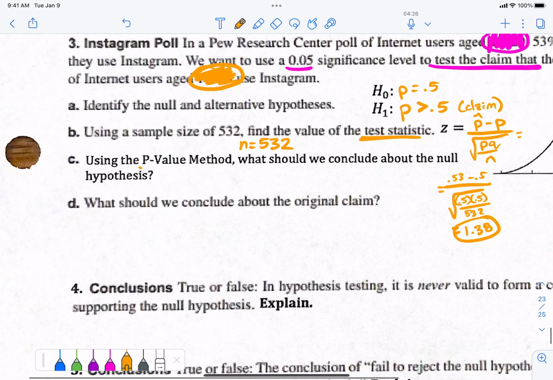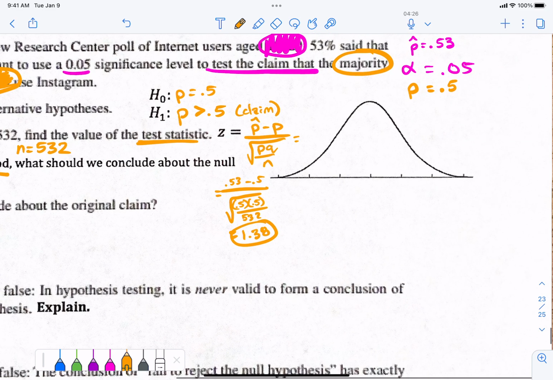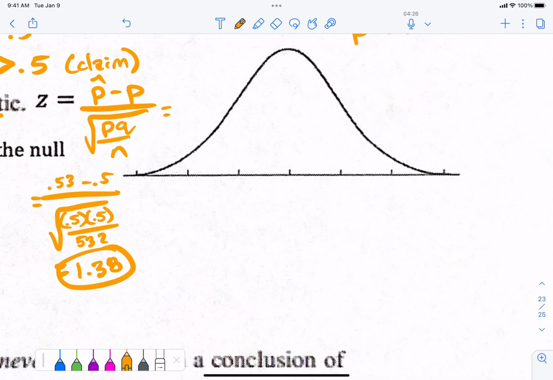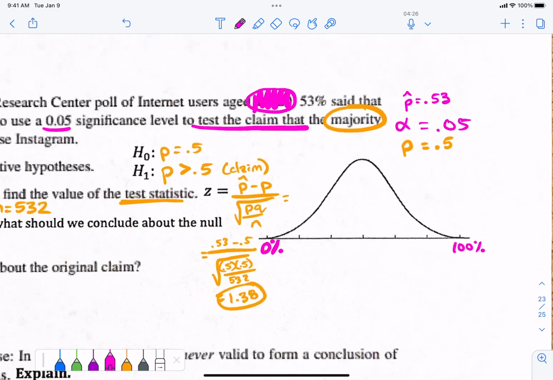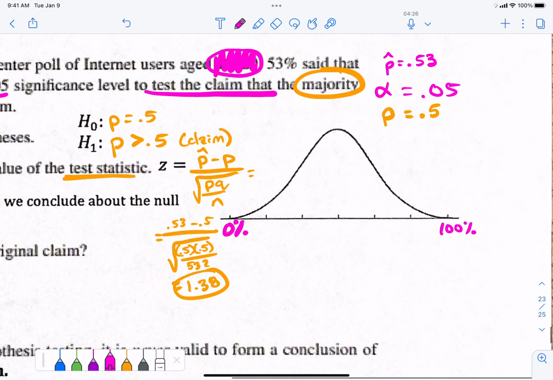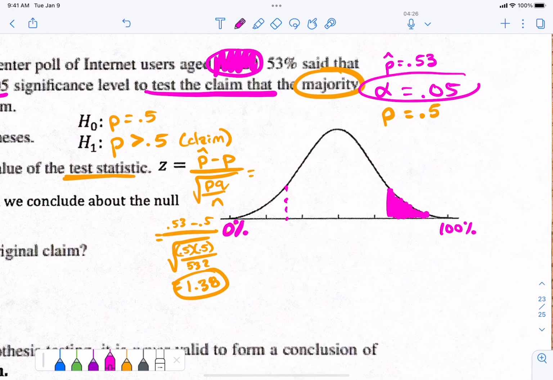They want to use the p-value method. P-value means percentages, which means my chart is going to be 0% to 100%. All right, let's fill out stuff that we know about our charts. It's one-tailed, and it's the 5% right one. We have an imaginary left one. My alpha value is 5%, which means all 5% is going to go there and 5% here, which means 90% in the middle.